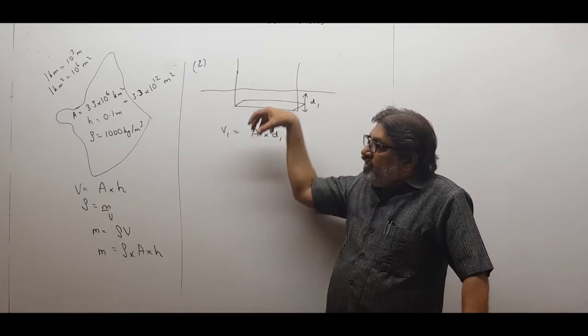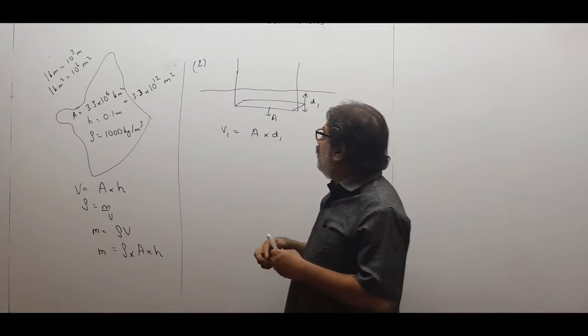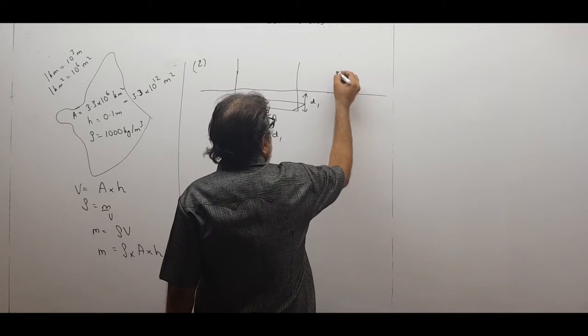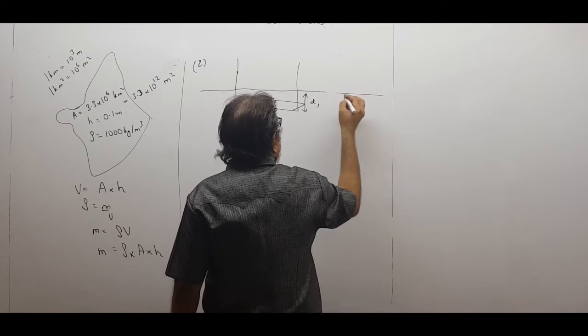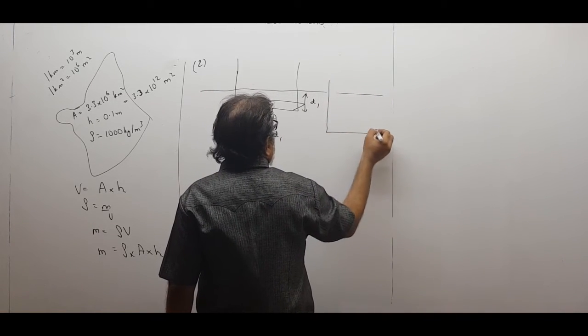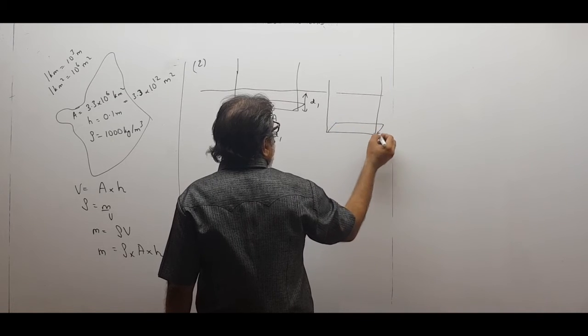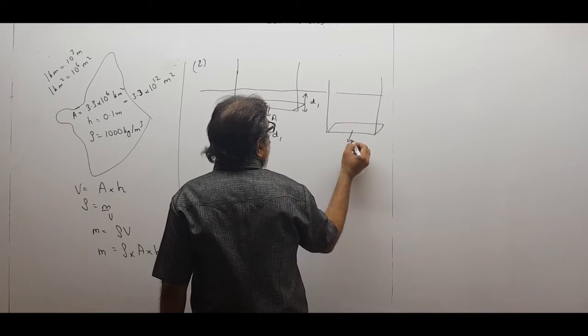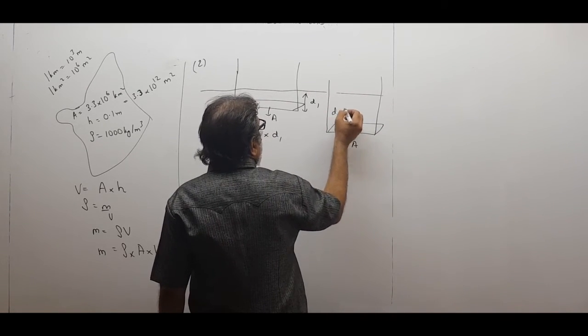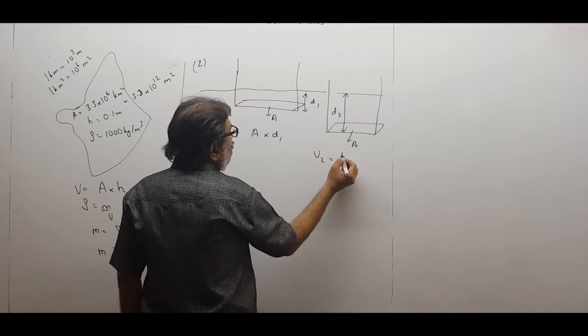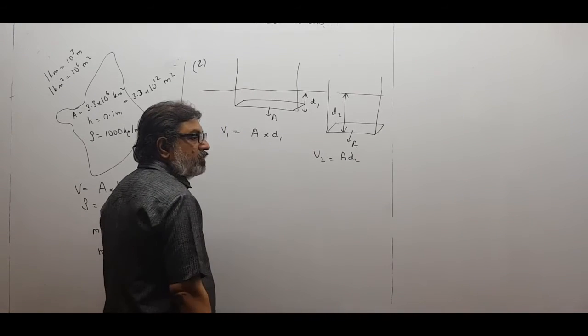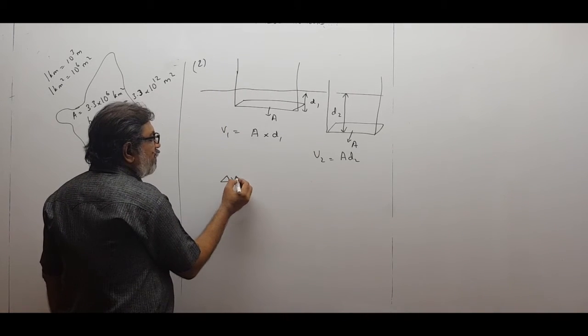Now put the elephant inside it. Naturally it will go much deeper. So maybe this is the situation now, and the boat goes much deeper. I am drawing a small figure like this. This is the area with me, and now it is going inside by an amount d2. So now what is the volume submerged? A into d2. So what is the difference in the volume?